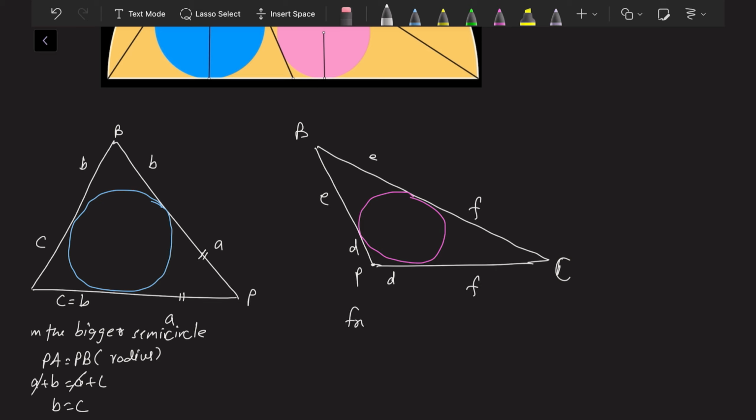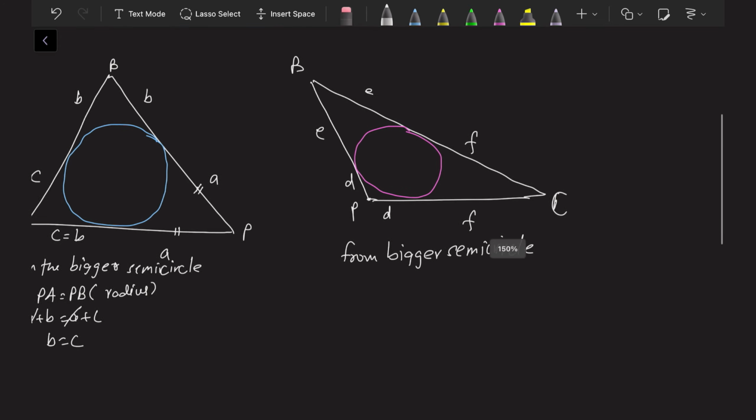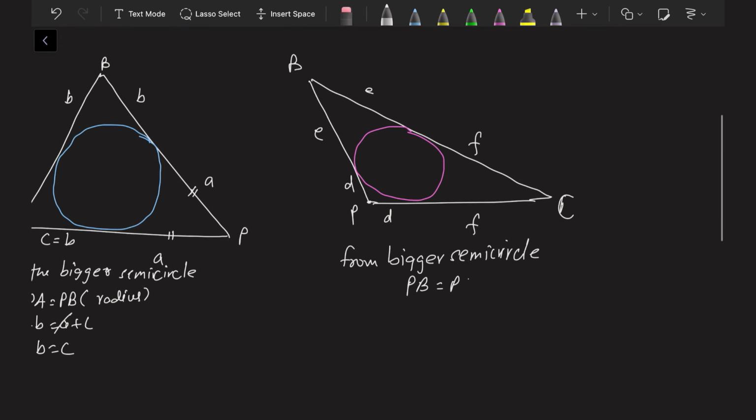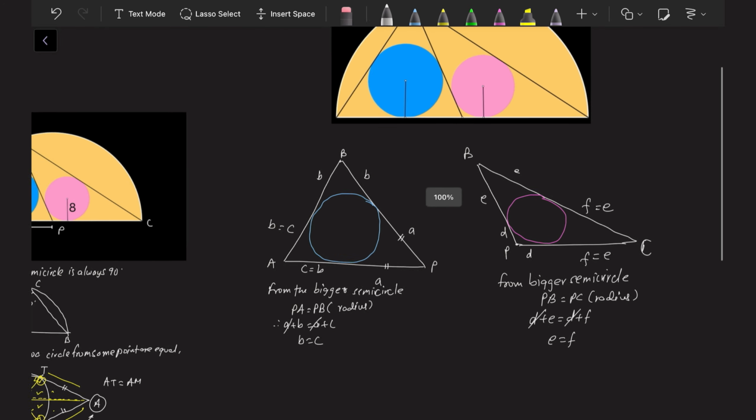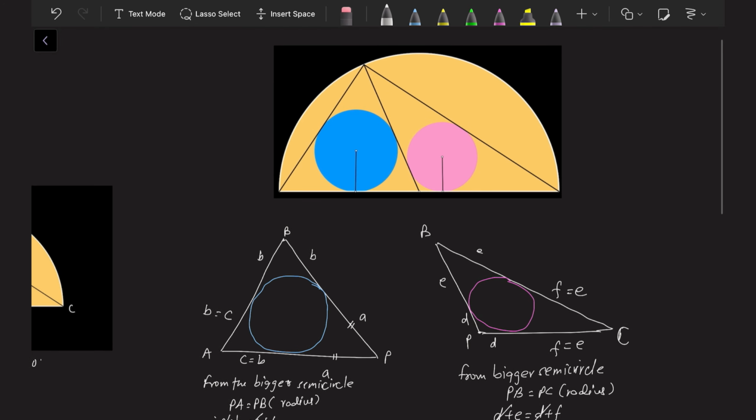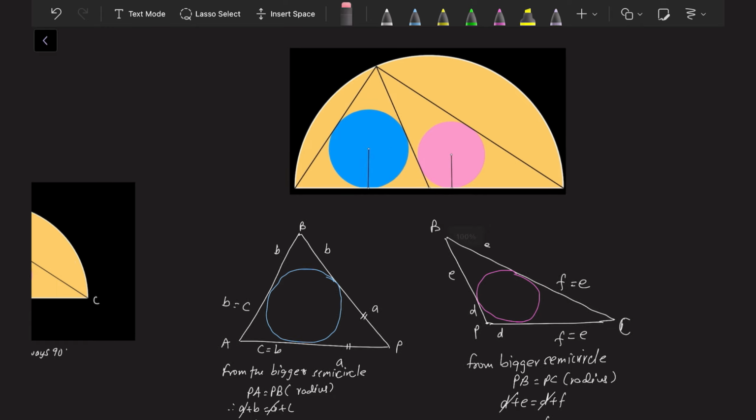Now again from the perspective of the bigger semicircle, we have that PB is equal to PC, because they are the radius of the bigger semicircle. And if these two lengths are equal, then we'll again have that D plus E is equal to D plus F. D will cancel out, E is equal to F. So we'll not use the variable F, as it is again equal to E. It was clear that PB was equal to PC, because they were the radius of the bigger semicircle.